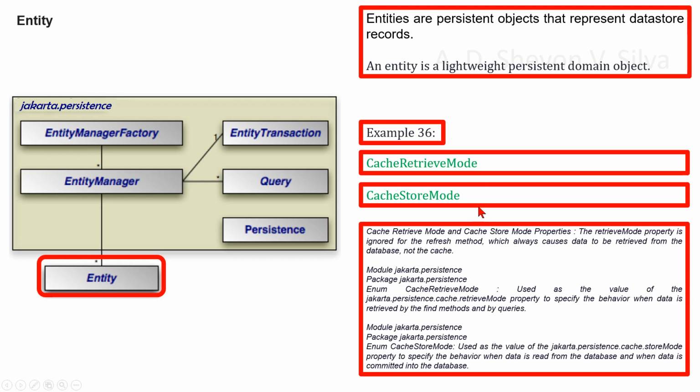The cache retrieve mode and cache store mode properties are jakarta.cache.retrieveMode and jakarta.cache.storeMode, respectively. The cache retrieve mode property specifies the behavior when data is retrieved by the find methods and by execution of queries. The cache retrieve mode property is ignored for the refresh method, which always causes data to be retrieved from the database, not the cache. The cache store mode property specifies the behavior when data is read from the database and when it is committed to the database.